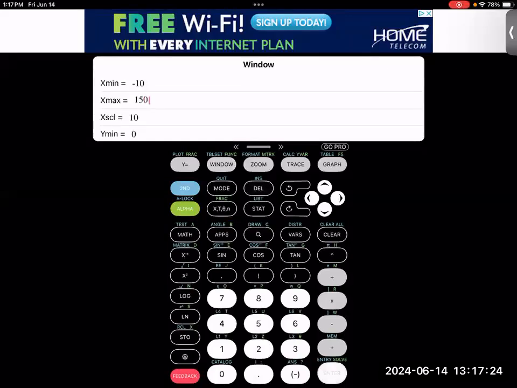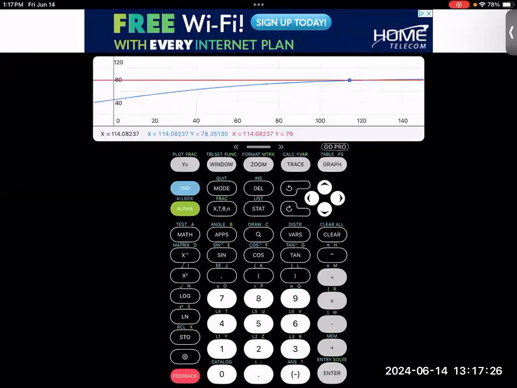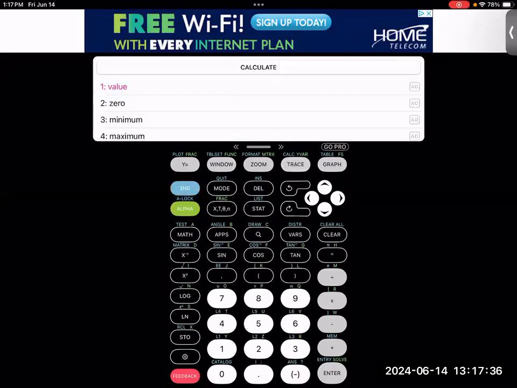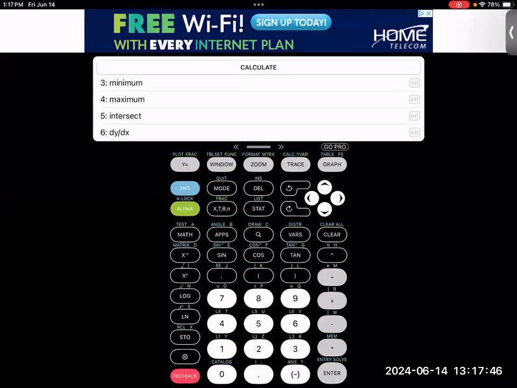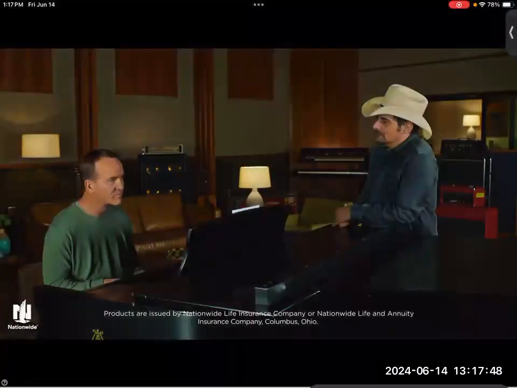Let's do 150, graph it, and we can definitely see it comes out the other side, so your intersection is somewhere in the mix here. So let's go ahead and hit second trace. Value we said was when we know your x value. Zero we said is when you need to know your x intercept. We don't have a max or a min, but we do have an intersection.